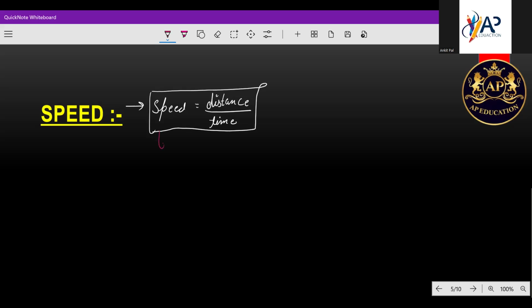It means how much distance is covered by the body with respect to time is called speed.